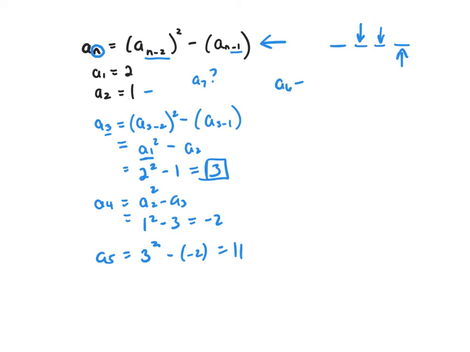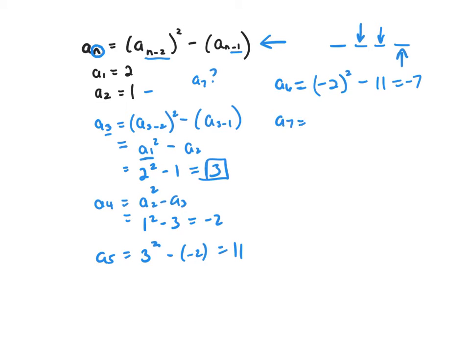And then a sub 6 is going to be 2 behind it. That's a sub 4, negative 2 squared, minus the one behind it, a sub 5, which is 11. So that's going to be 4 minus 11, which is negative 7.